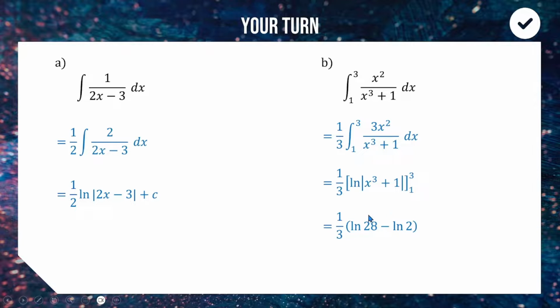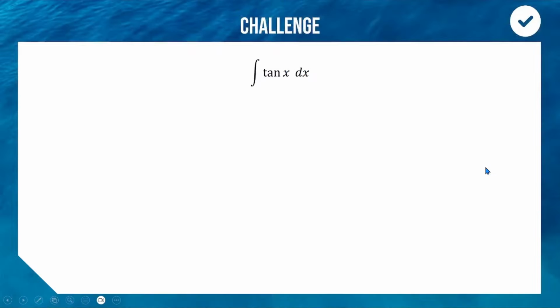We can tidy this up because when you do log minus log, you can combine these together and do log of a divided by b. So we can write this as log of 28 divided by 2, which is log 14. So 1/3 log 14 is probably our best simplified answer. Stunning, magnificent, moving right along.